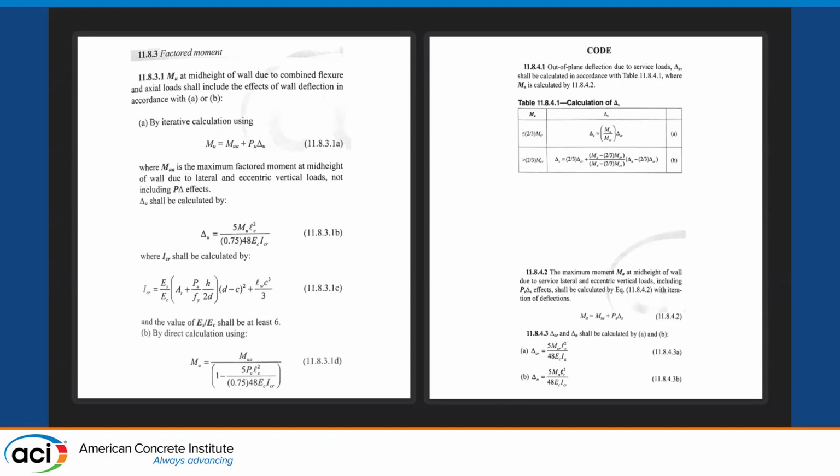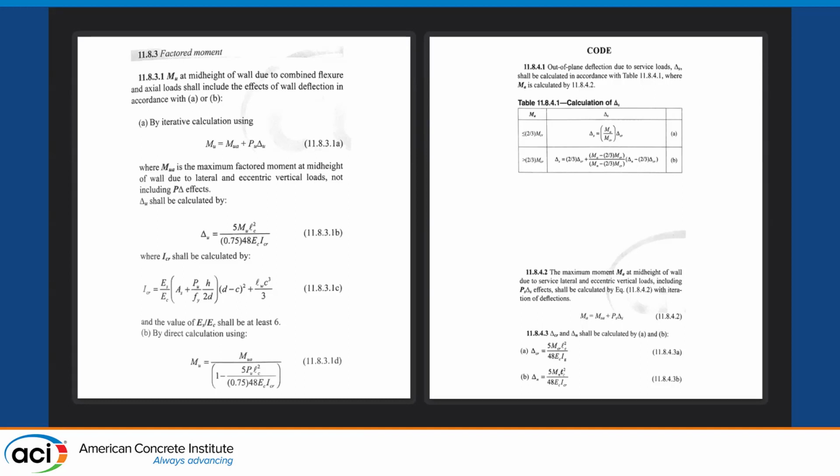The factored moment Mu is applied at mid-height, and it's due to combined flexure and axial loading, and that can be calculated two ways: A, by the iterative calculation, or B, using the direct calculation. And if you look closely at 11.8.3.1c, you can see that they're using I-cracked for the factored moment, so that will affect the moment plots that I'll show later on.